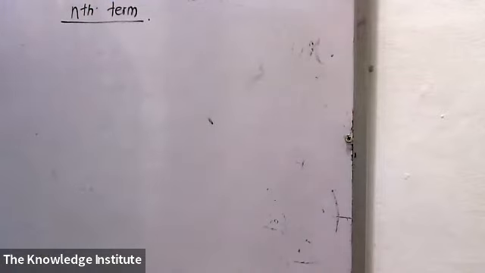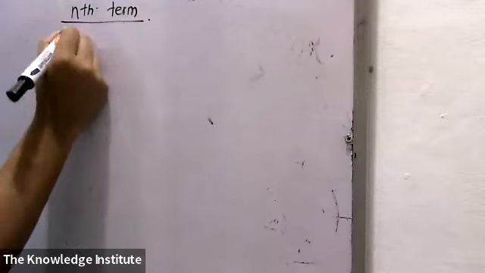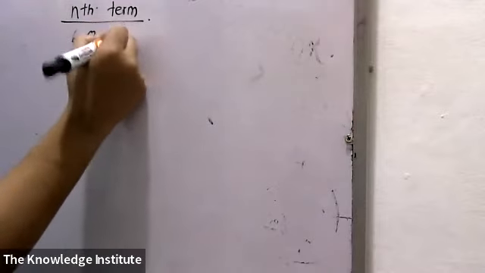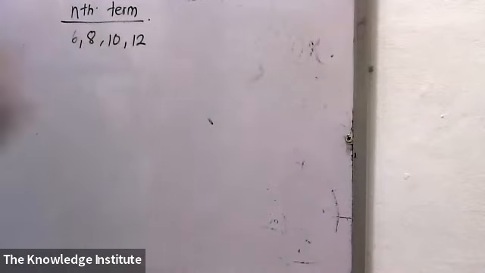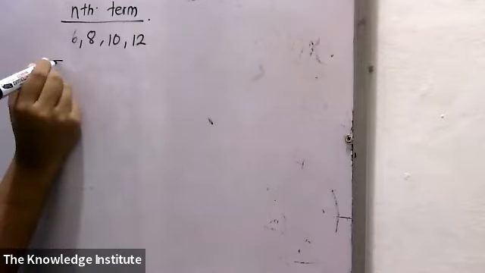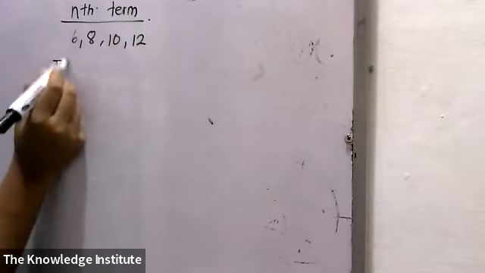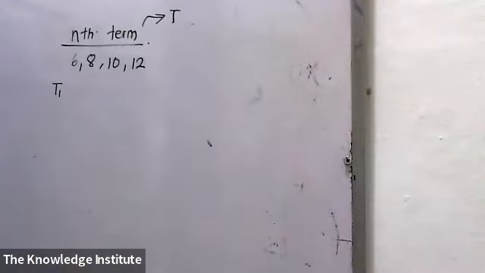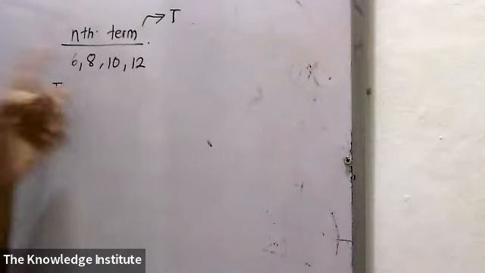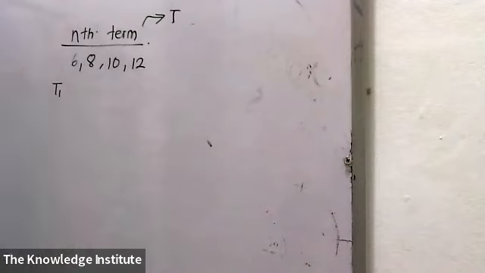Okay. Now I will just show you one example. I am giving you a sequence. Let's say I am giving you 6, 8, 10, and 12. So you know this is the first term, second term, third term, and fourth term. Now, usually a term we represent with a capital T. I forgot to tell you that. Usually terms are indicated by T. The nth term means whenever you have an unknown term, we use n.